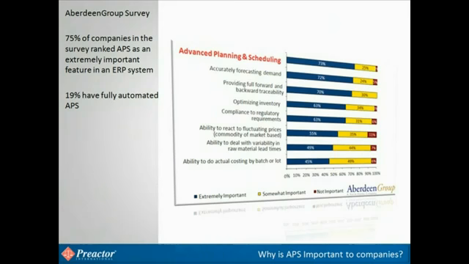In a survey carried out by the Aberdeen Group very recently, when companies were asked what were the most important features in an ERP system, APS came out top. 75% of companies said that APS was extremely important to them. However, only 19% of them had a fully automated system within their ERP or used a third-party tool like Preactor. Most use spreadsheets to carry out the planning process.